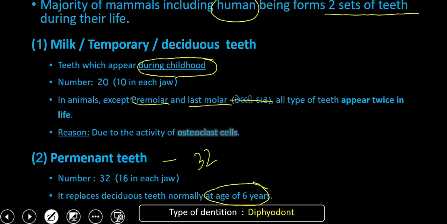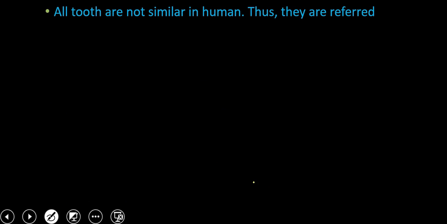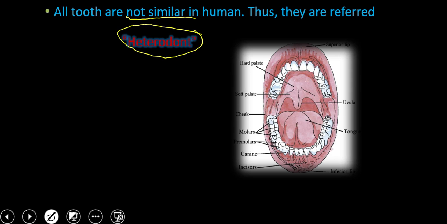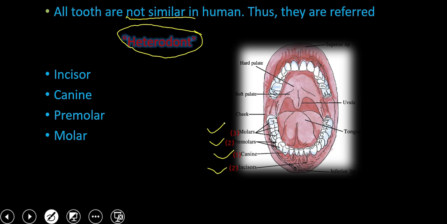This type of dentition is called diphyodont. Diphyodont means teeth which appear twice in the lifespan. Now, all teeth are not similar in humans, and that is called heterodont. Homodont means similar type of teeth. Heterodont means not similar in structure as well as function. We have four different types of teeth: incisor, canine, premolar and molar. In each half jaw, we have two incisors, one canine, two premolars and three molars.